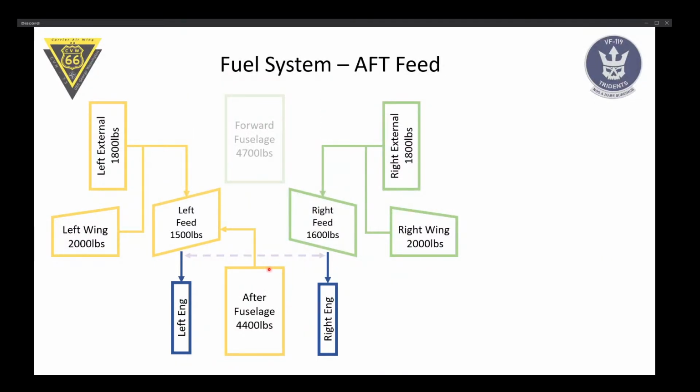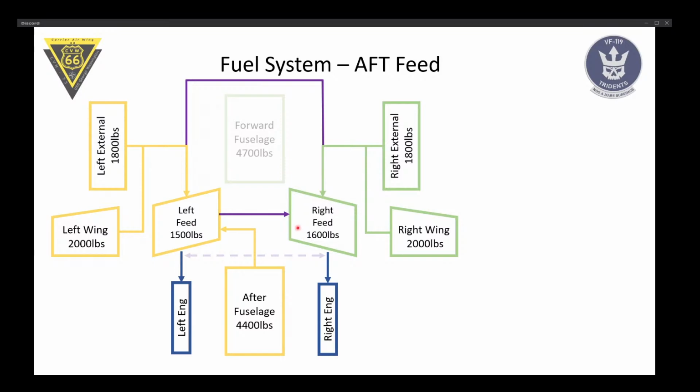Let's see what happens if we put it in the afterfeed. Well, basically, same thing, but this time the forward fuselage is getting isolated, and we're connecting both wing external tank fuel lines, and this time the fuel will feed basically from the left feed tank to the right feed tank, but to the respective engines too.